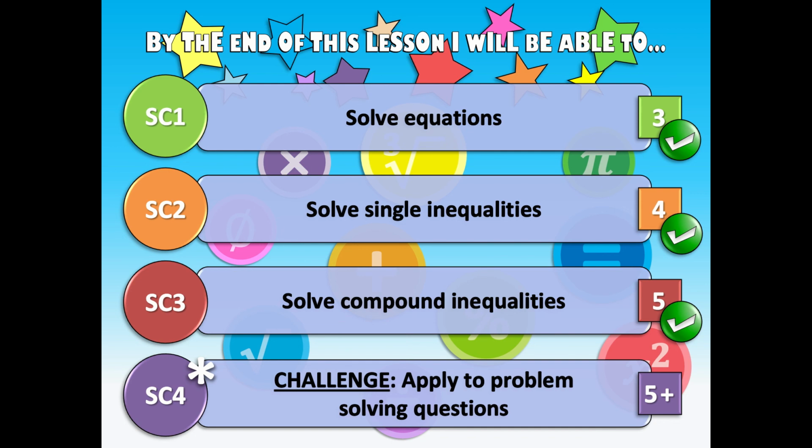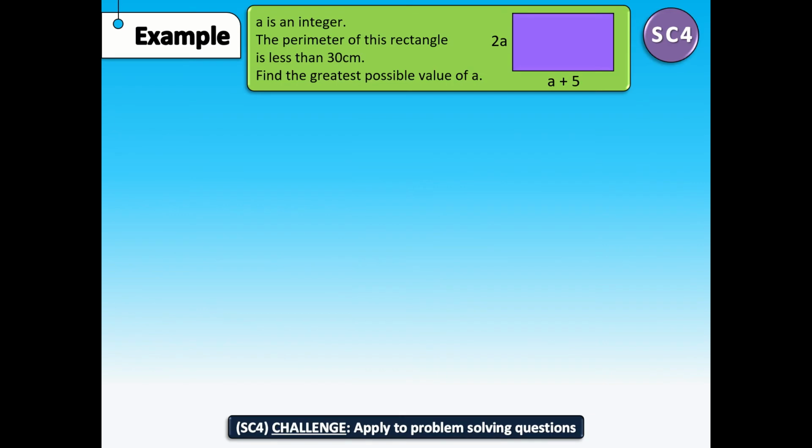So now we're going to move on to number 4, and this is to apply to problem solving questions. So in this question, we're told a is an integer, so that means it's a whole number. The perimeter of this rectangle is less than 30 centimeters, so we want to find the greatest possible value of a.